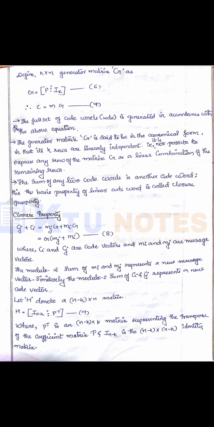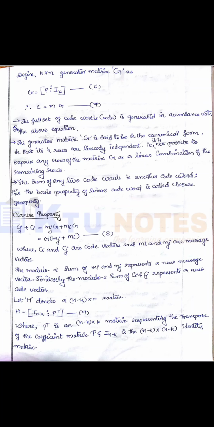Okay. So the generator matrix G is said to be in canonical form in that its k rows are linearly independent. That is, it is not possible to express any row of the matrix G as a linear combination of the remaining rows. So G is a canonical form of matrix. It is linearly independent. That is, by adding any rows, we don't get another row. So it is linearly independent.